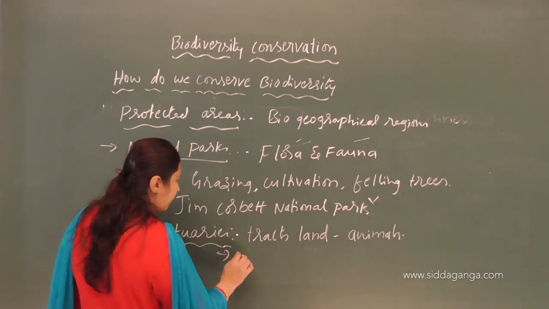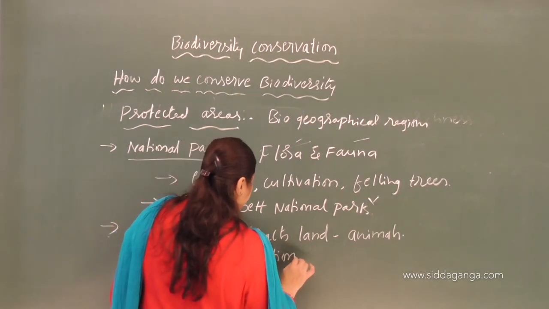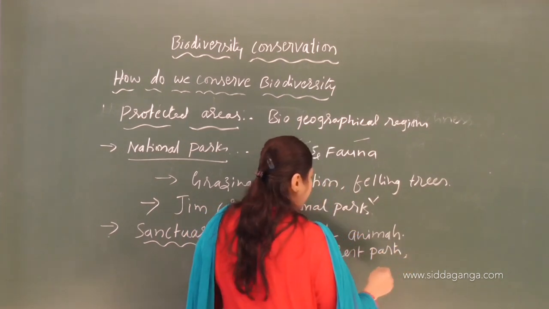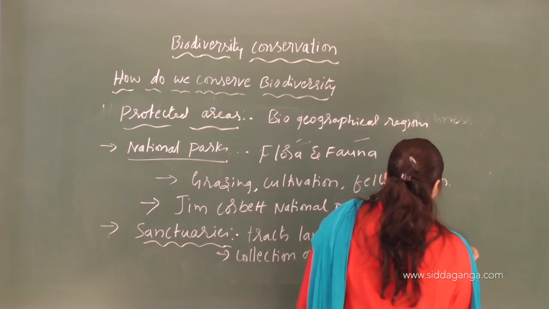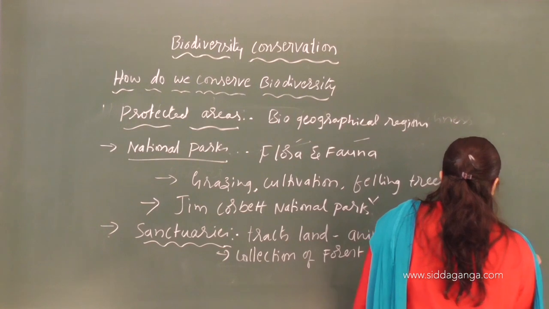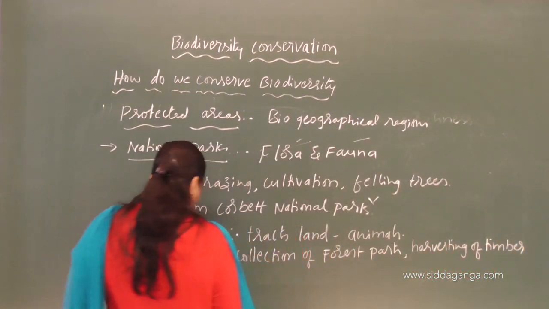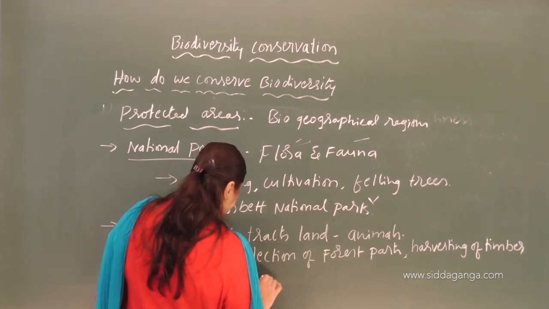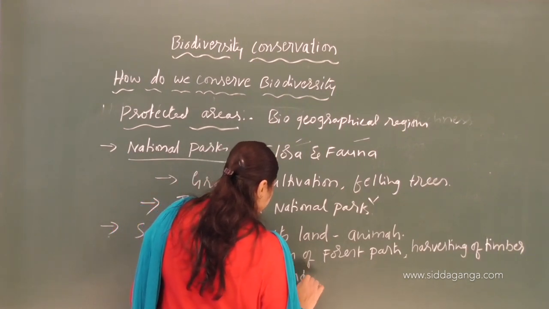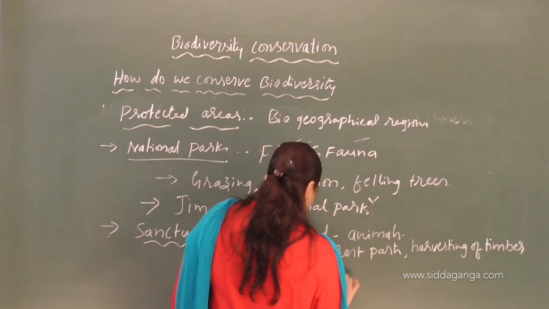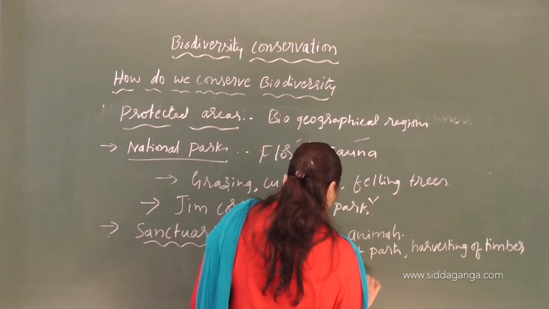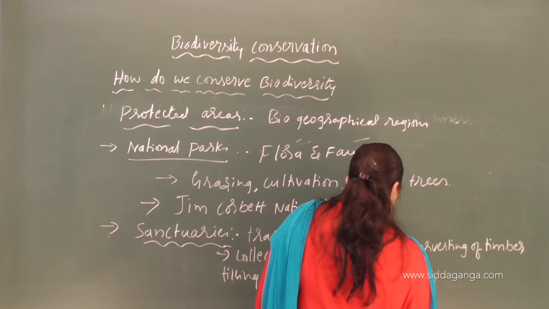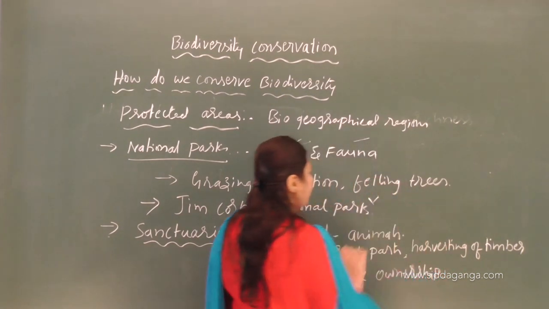For example, collection of forest produce, harvesting of timber, and tilling of land, that is, preparation and cultivation of land for crops, and private ownership of land are allowed here.